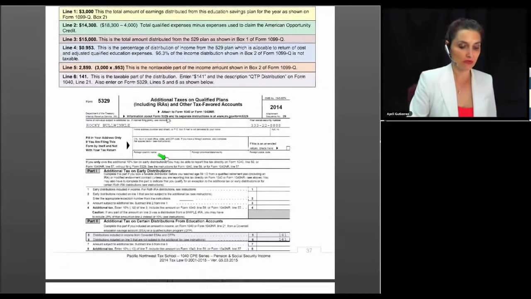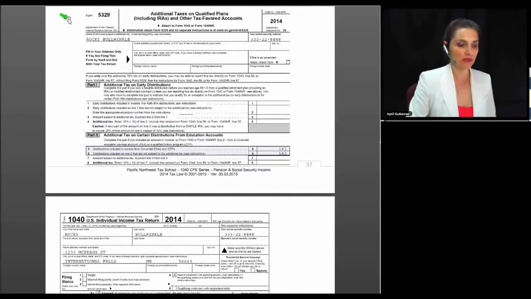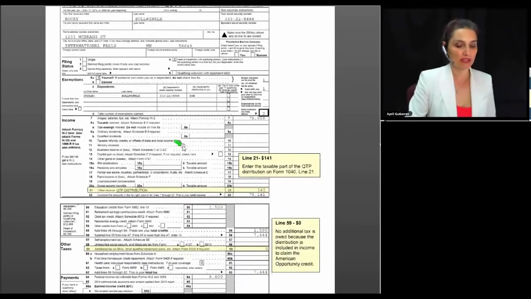So what do we do? Well, we take that $141 and we enter it on Form 5329 in Part 2 on line 5. And then we say how much of that early distribution is not subject to the additional 10% tax? Well, all of it is not subject to the additional tax. So we're going to go over to Form 1040, and on line 21, we enter $141, and in the space provided, we enter QTP distribution.